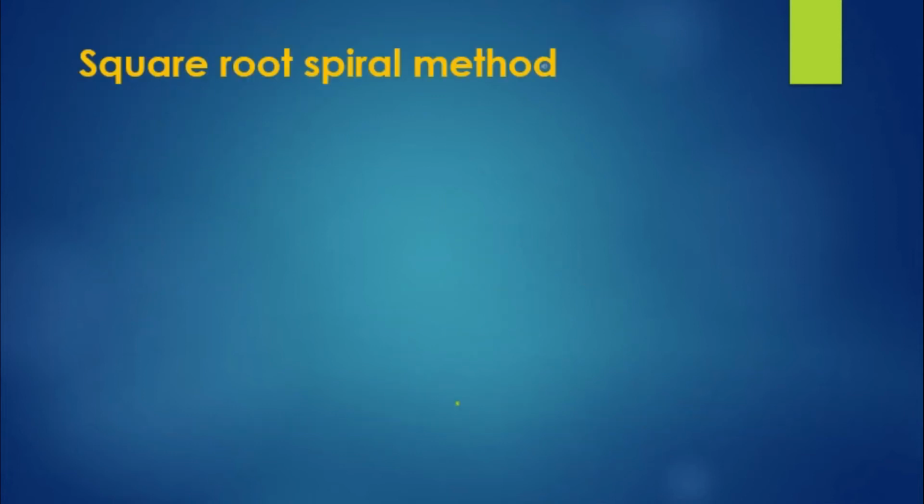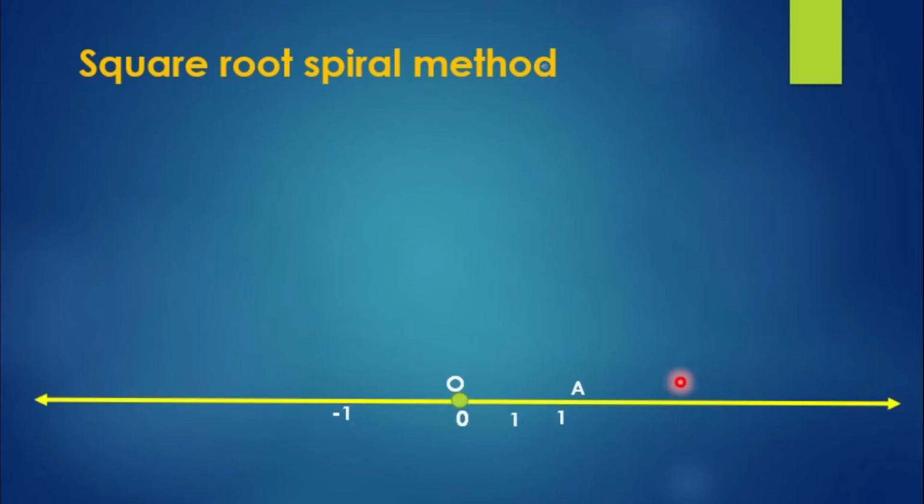Spiral method. First we will draw a number line and mark the center point as 0 and name the point as O. Step 1. Take a point O and draw OA of unit length. Step 2. Draw AB of unit length perpendicular to OA. Join OB, that is square root of 2.